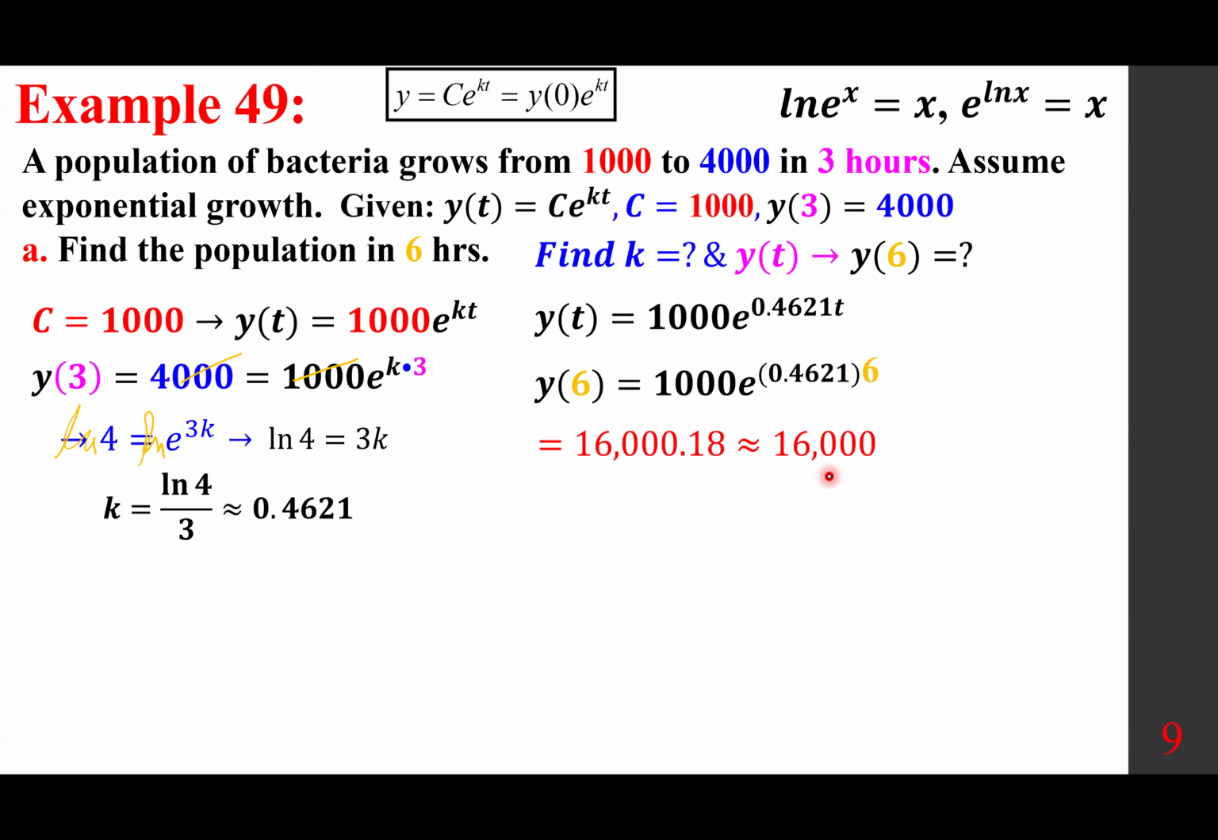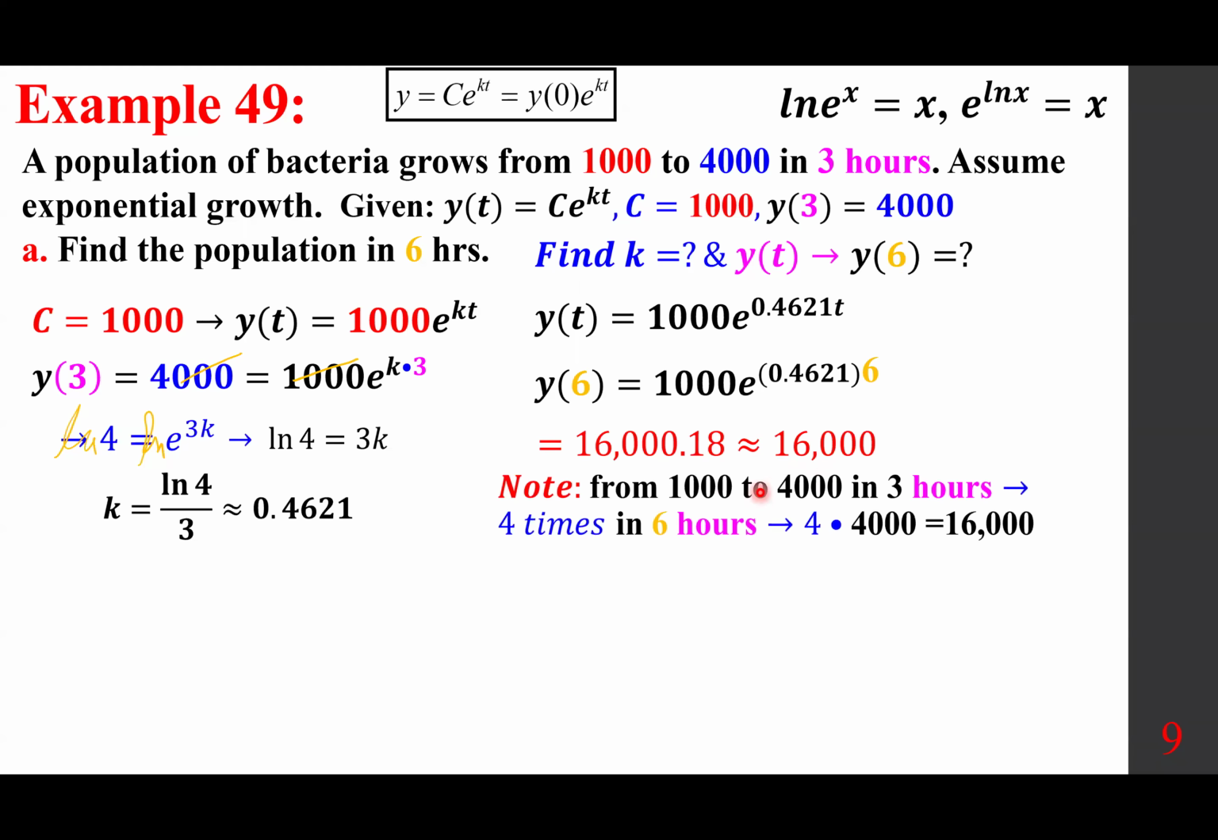There is another way in this case that you may be able to evaluate in no time. Notice, from 1,000 to 4,000 in 3 hours, that means it got 4 times. And in 6 hours, it's going to get 4 times again. That's 4 times 4,000 is 16,000. So again, you may see it that way, and by all means.